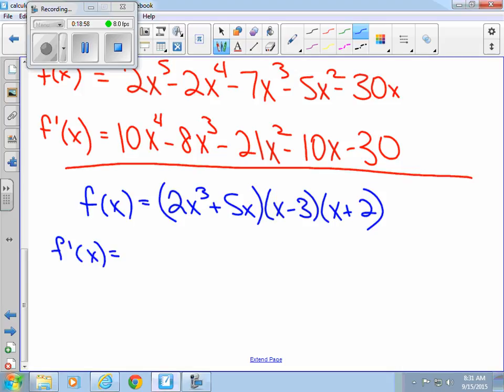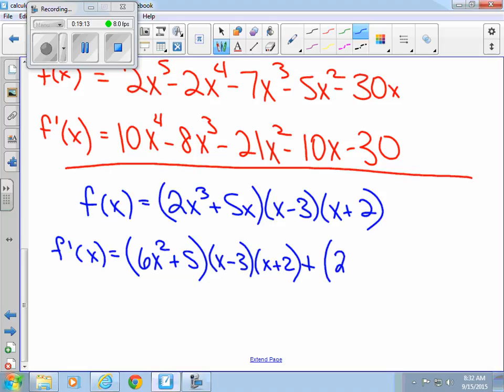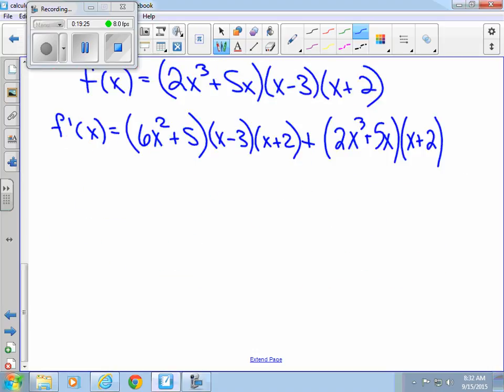So I'm going to do the derivative of the first one, and I get 6x squared plus 5. And I'm going to leave the other 2 alone. Then I'm going to do the derivative of the middle one, and leave the other 2 alone. Derivative of the middle one is 1. And then I'm going to do the derivative of the last one, leave the other 2 alone.